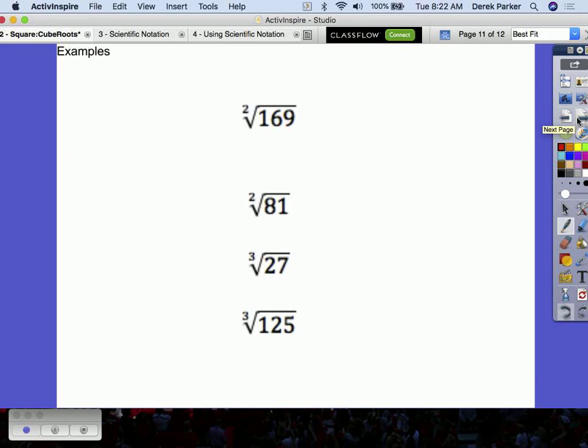Square root of 169. As you can tell, there's a 2 there. That doesn't always happen. Normally it's just written like this. Square root of 169. A number multiplied by itself is 13. The square root of 81 is 9. The cube root of 27, we just did that one. It's 3. And the cube root of 125 is 5.